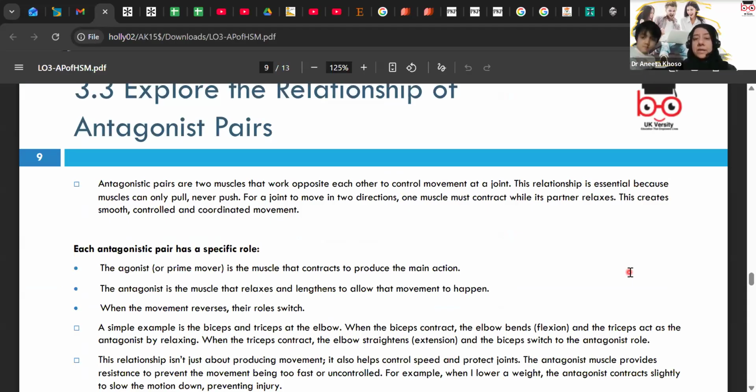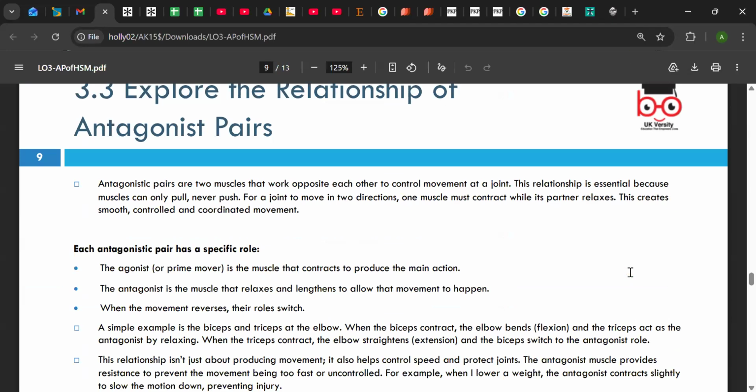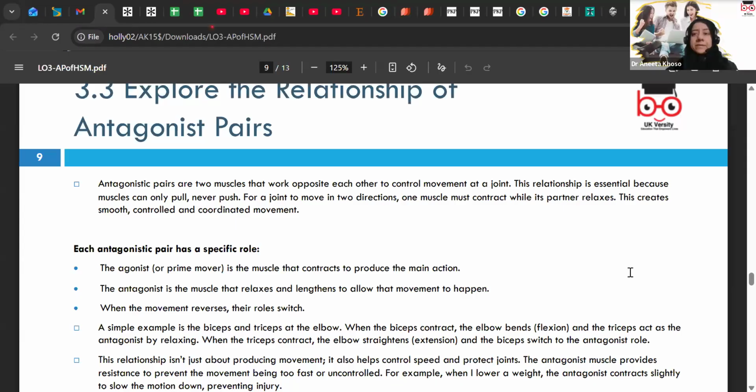antagonist pairs. So, sorry for that, really sorry. Yeah, sorry, there's been some disturbance.